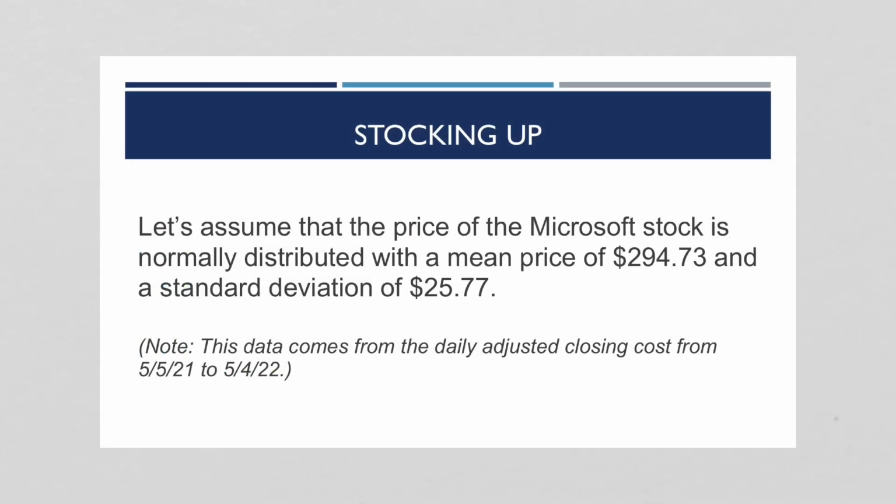Okay, so for the example that I want you to work on, let's assume that the price of the Microsoft stock is normally distributed with a mean price of $294.73 and a standard deviation of $25.77. So basically, I want you to run through similar questions that we had with regards to the PE example.